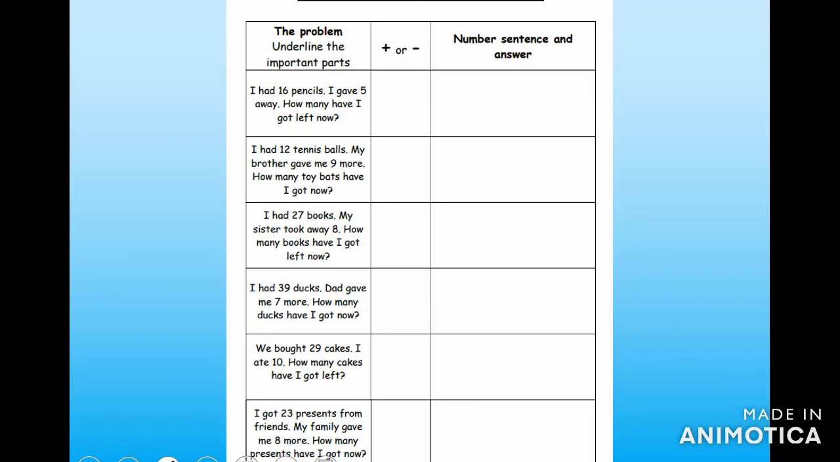Then you need to write out a number sentence and your answer, so show your working out. If you need to draw a number line to help you, that's fine. Or if you want to do it a different way, if you want to draw a 100 square or you want to draw tens frames, that's absolutely fine as well. Anything that will help you to solve these problems.